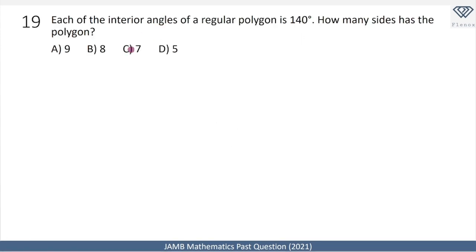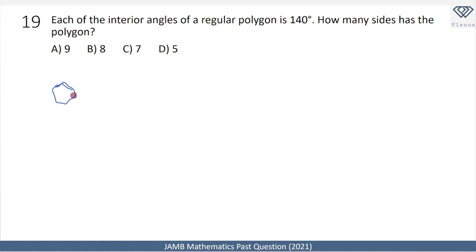Moving on to the next question, we're told that each interior angle of a regular polygon is 140 degrees. How many sides has the polygon? So we have a polygon. A polygon is just like any shape, but the issue now is a regular polygon means that they all have equal length, but they're like a polygon.